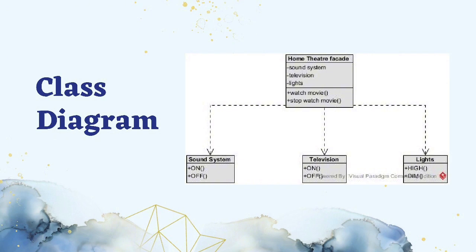The home theater facade class provides simple methods to control all the subsystems. It has methods like watch movie and end movie that coordinate the actions of the subsystem.